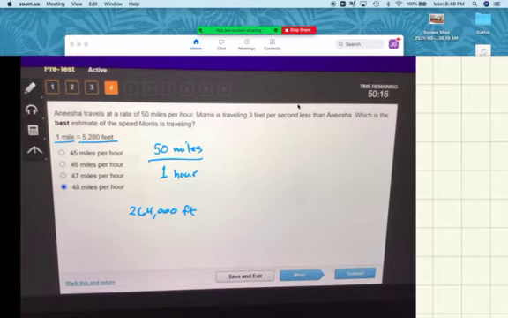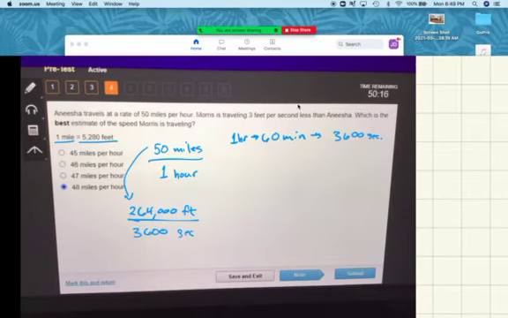So that changed to feet, and then 1 hour is the same as 60 minutes, right? And then 60 minutes, we want it in seconds. So there's 60 seconds in a minute, so I do 60 times 60, 3,600 seconds. So now we're in feet per second.